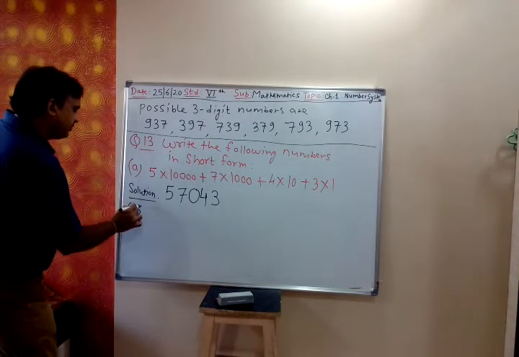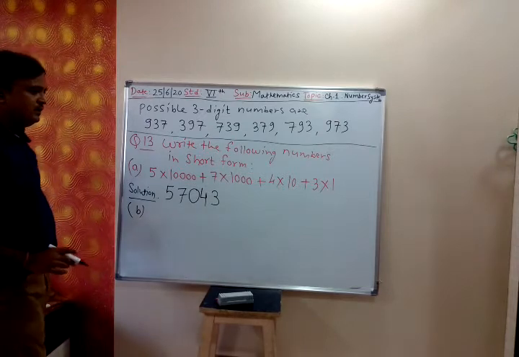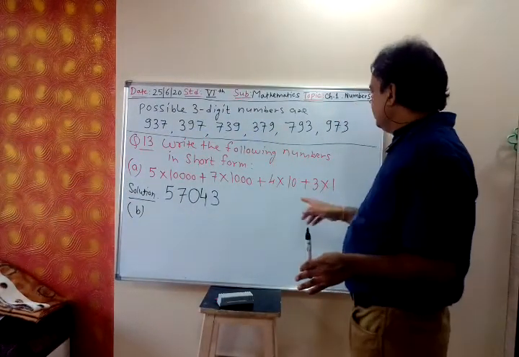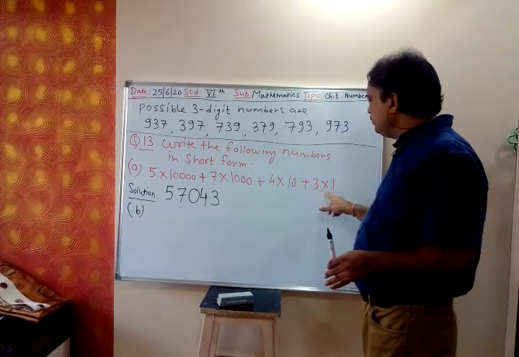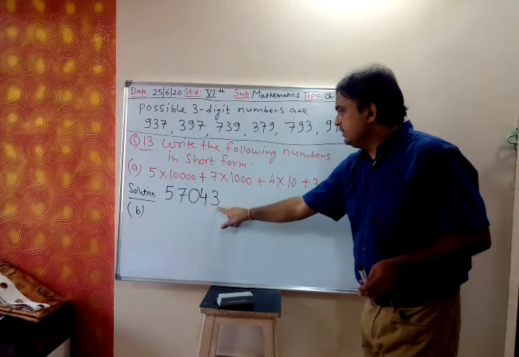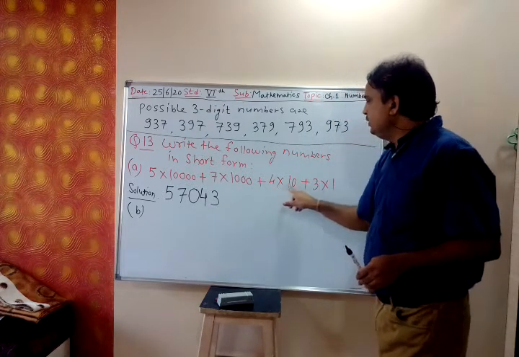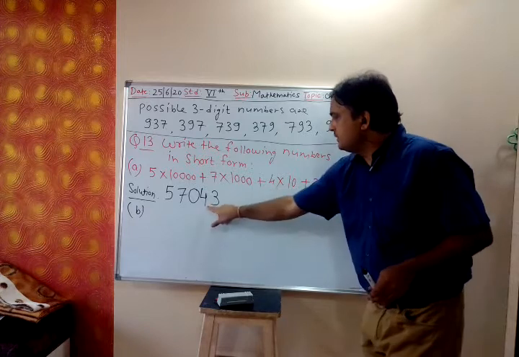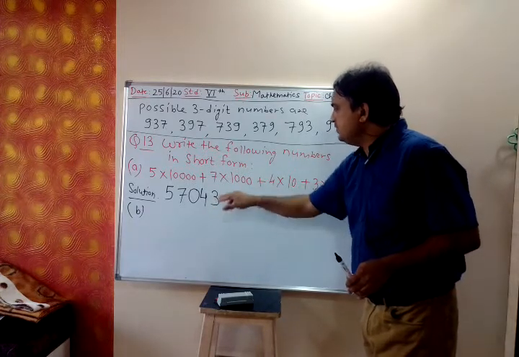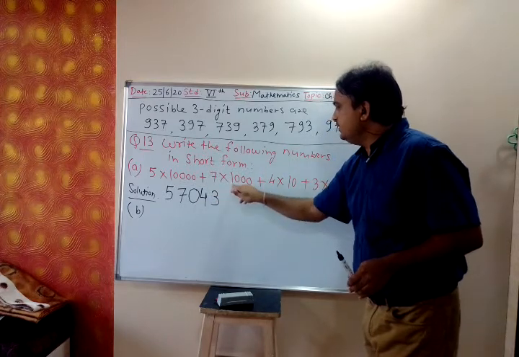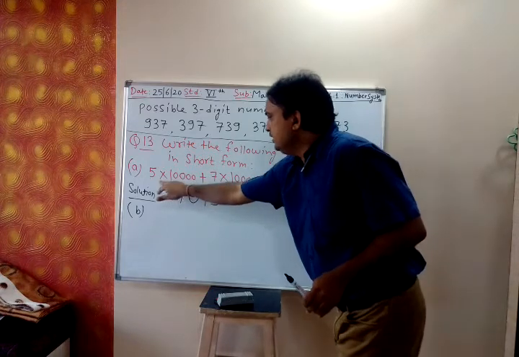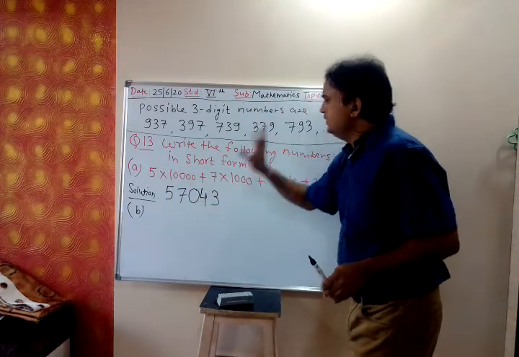So what we write directly: 3 into 1 means at ones place there is 3. 4 into 10 means 4 is at tens place. Then there is no 100, so it is 0. After 100 there is 1000, so at 1000 place there is 7. Then at 10,000 place there is 5, so 57,043.